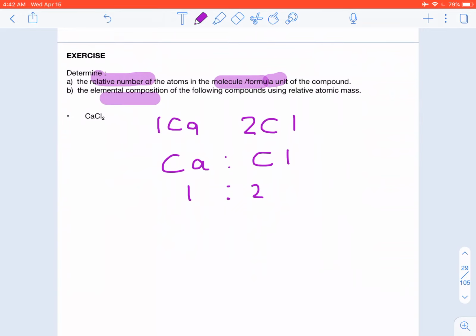Right. Now, if we want to know the relative formula mass of calcium chloride, but for now I'll use terms interchangeably. We'll talk about the formula mass or the molecular mass, the relative molecular mass, or the relative formula mass. And if you look at calcium chloride, and I'll use a symbol, let's say M.